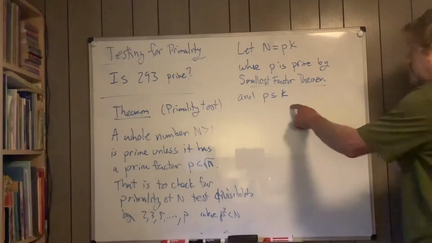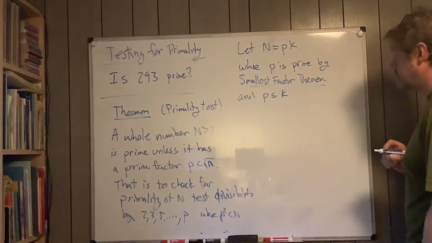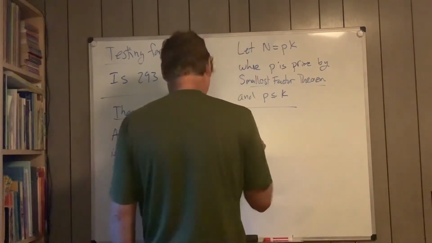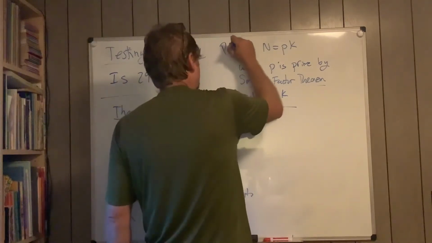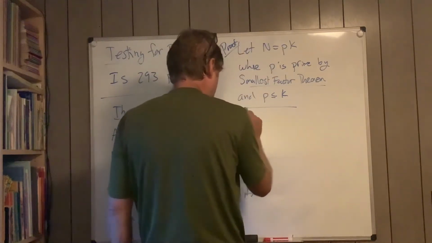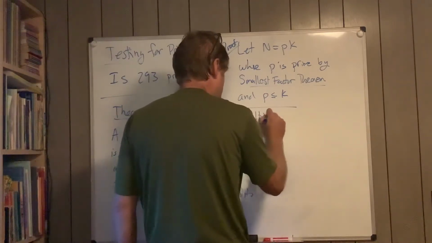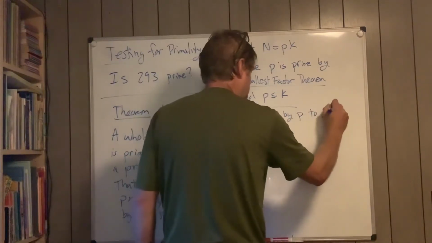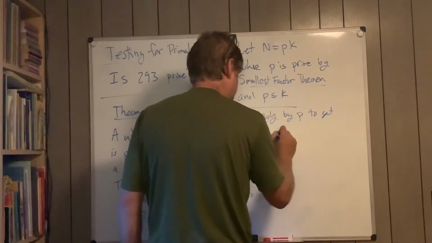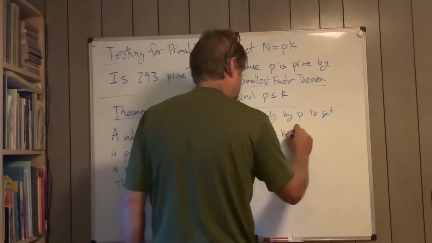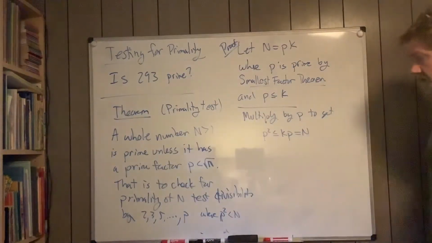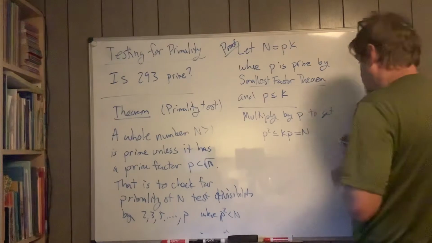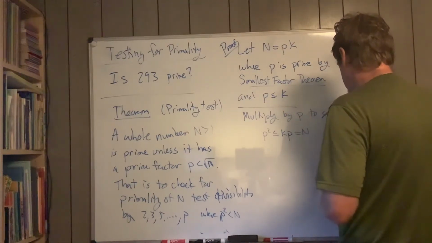Right, so you write it in order. We're starting the proof. Multiply by p to get p squared is less than or equal to kp, which is n. And that's the relationship that we tried to set up.